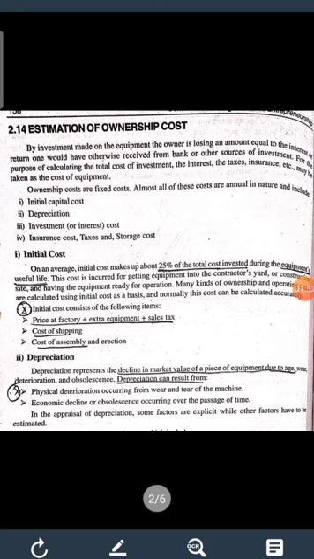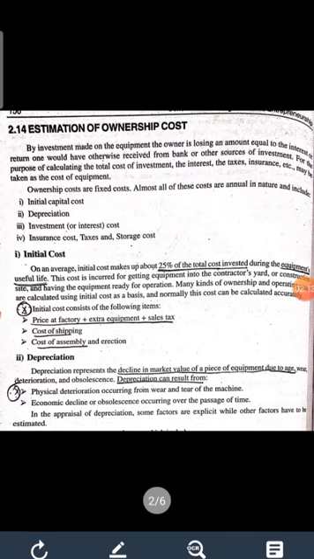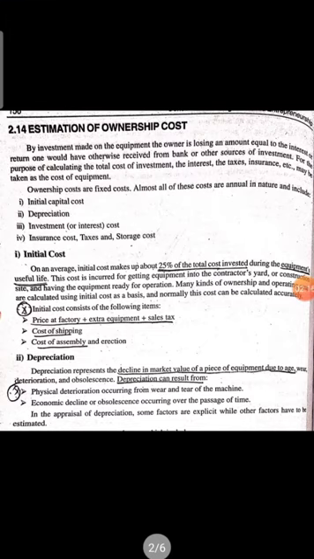The second type of ownership cost is the depreciation cost. Depreciation is the decline in market value of a piece of equipment due to age. Just imagine you have bought a phone worth 10,000 rupees. After 2 years, if you want to sell it back, will the shopkeeper take it back at the same 10,000 rupees? No, they'll ask for a lesser price, right? That lesser price is because of the wear and tear, or simply because time has passed from the date of purchase. That lesser value is the depreciation cost.